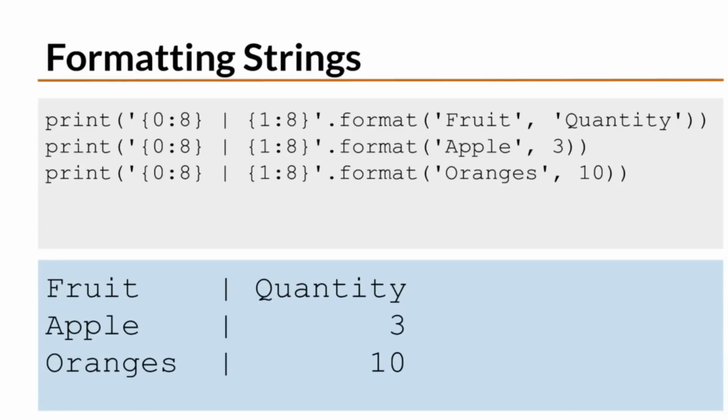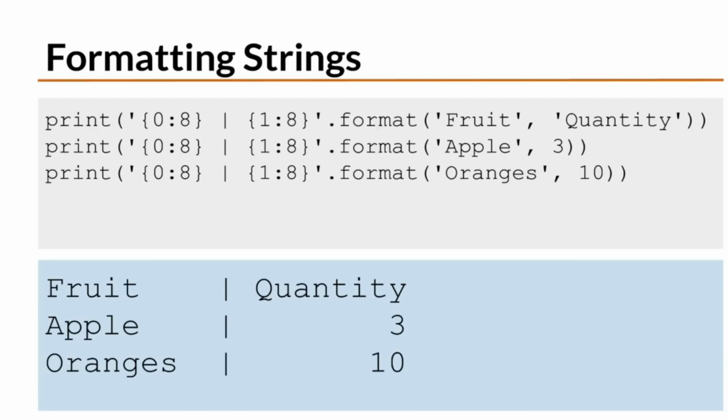You can also supply a format specification. Format specifications are contained within the curly braces and begin with a colon. To create a field with a minimum character width, supply a number following the colon. The format field of open curly brace 0:8 close curly brace translates to use the first value provided to format and make it at least 8 characters wide. The format field of open curly brace 1:8 close curly brace means use the second value provided to format and make it at least 8 characters wide.